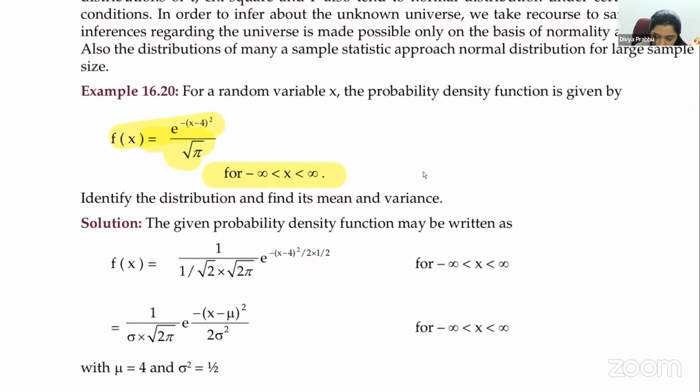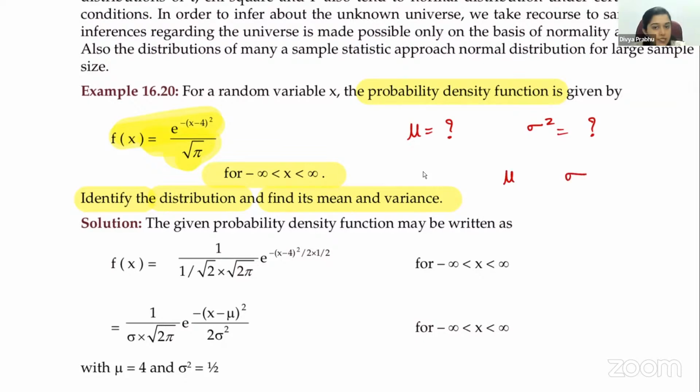For a random variable x, the probability density function is given by this. I told you probability density function is what? Normal distribution. That's when you should realize the question is on normal distribution. Identify the distribution and find its mean and variance. So what is mean? Mean is mu. They're asking what is mu and what is variance. In the formula we have mu, we have sigma. First we will calculate mu, we will calculate sigma. So I told you all you have to do is just compare with the formula. The formula is what?